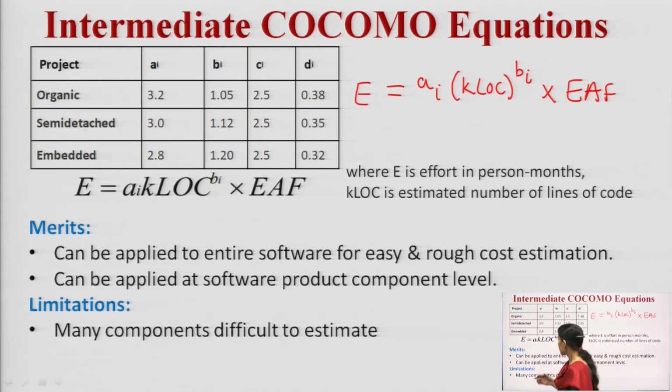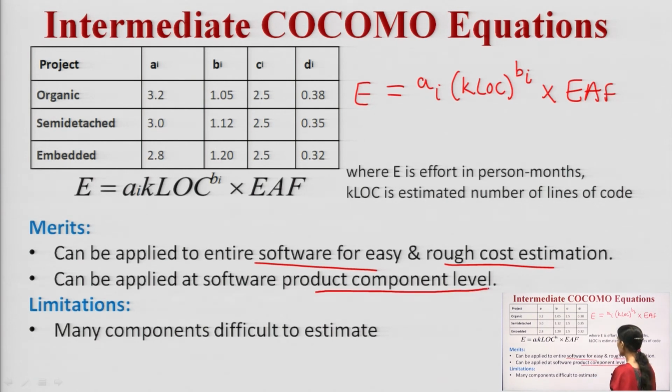The merits of using this intermediate COCOMO model are that it can be applied to the entire software for easy and rough cost estimation, and it can be applied for calculating at the software product component level. The limitation is that many components are difficult to estimate.